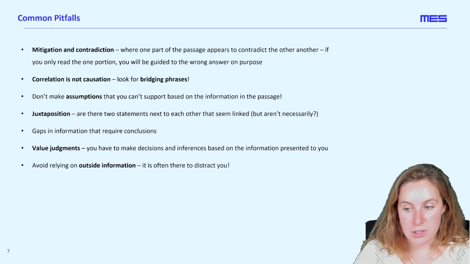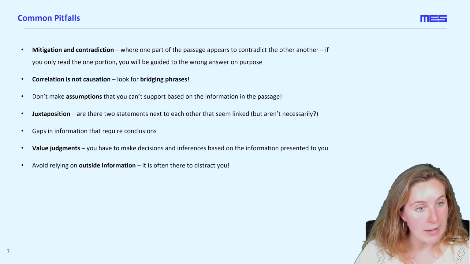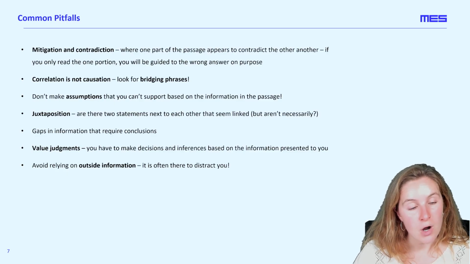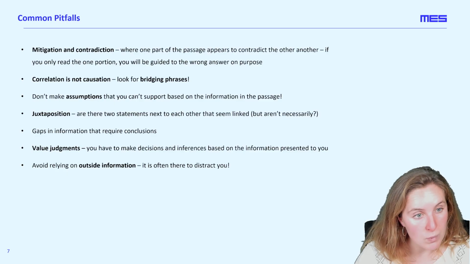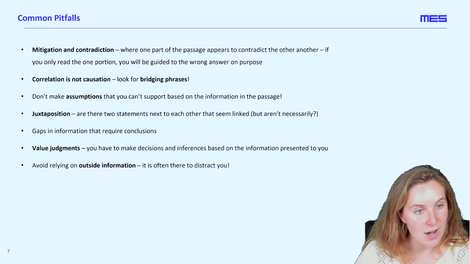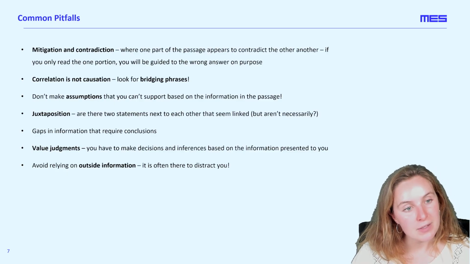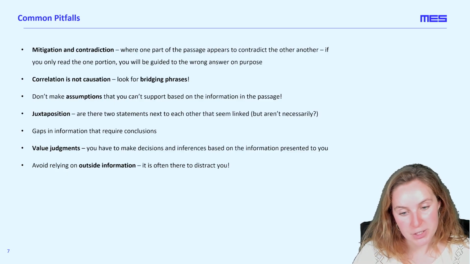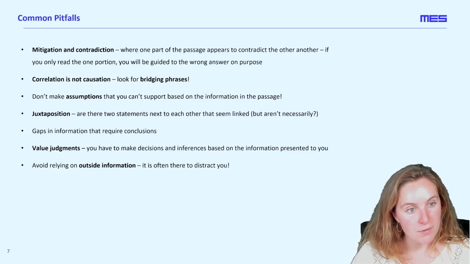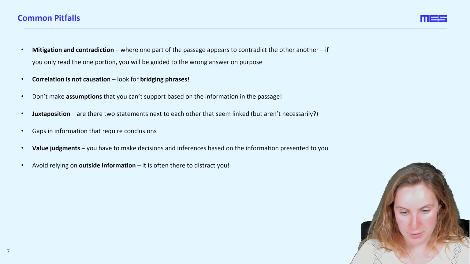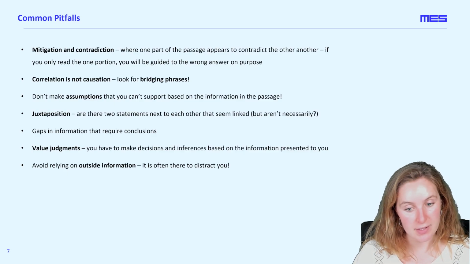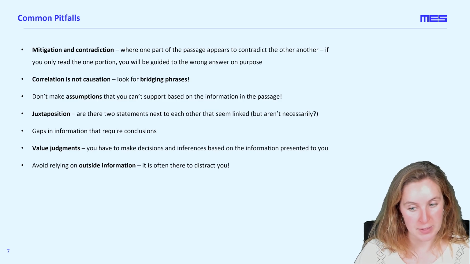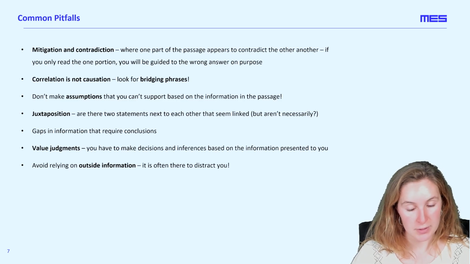You also need to consider value judgment. So, as I was just saying, you need to make the decisions and inferences based on the information presented to you. So, you need to operate your logic within the world, as I said, of the verbal reasoning section and only conclude pieces of information based on what their value is in this context. Again, you need to avoid using or relying on outside information as it's often there to distract you and not to help you out.